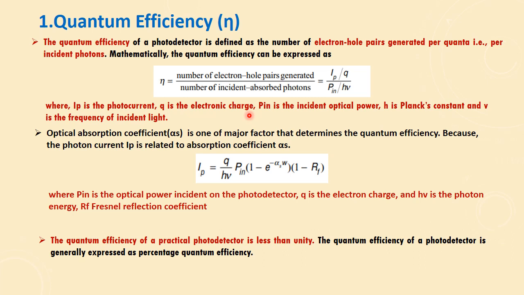the number of electron-hole pairs generated to the number of incident absorbed photons. That is, the output is the electron-hole pairs generated, and the input is the photons of energy incident at the intrinsic region, or the highly doped region. From this we can find out the quantum efficiency: Ip by q divided by P in by hν. By using this formula we can find out the efficiency. As I told you, it is generally expressed as a percentage, and it is less than unity.